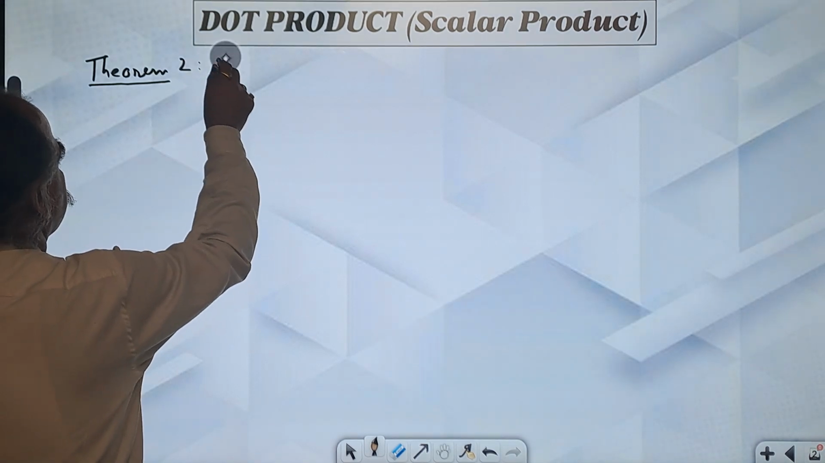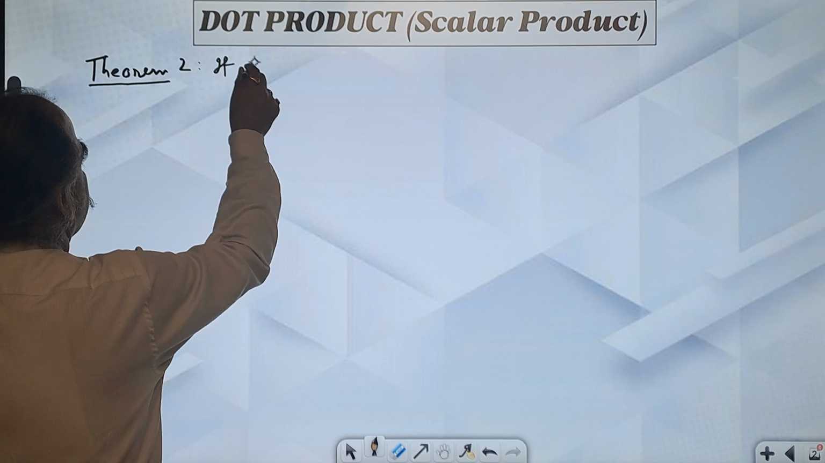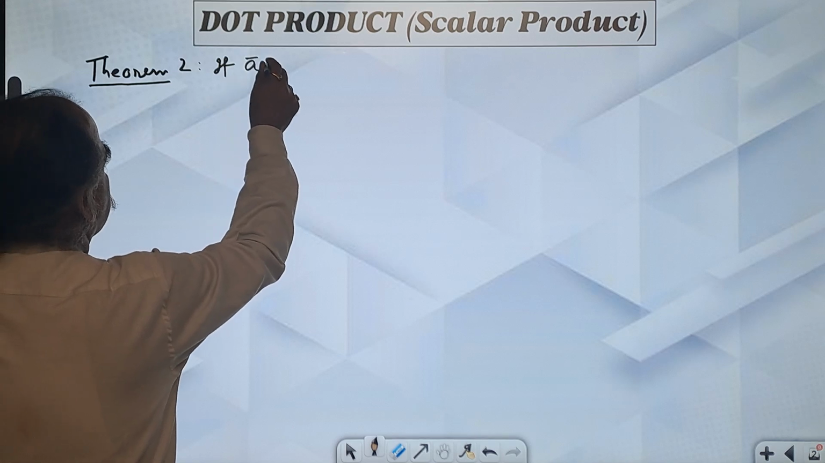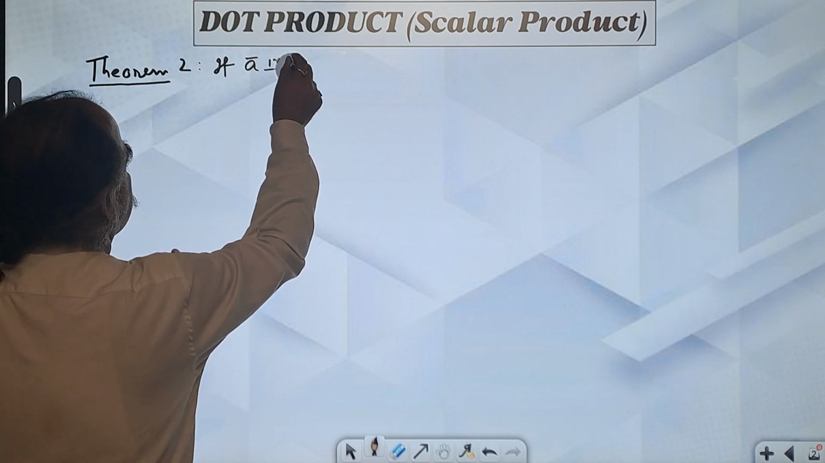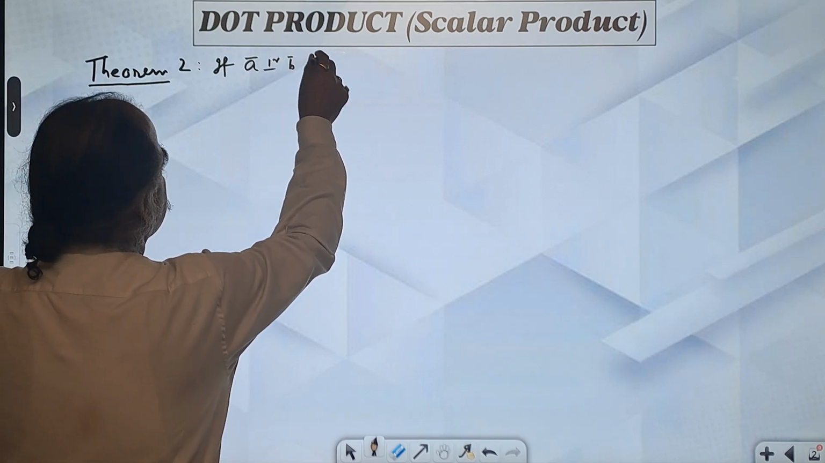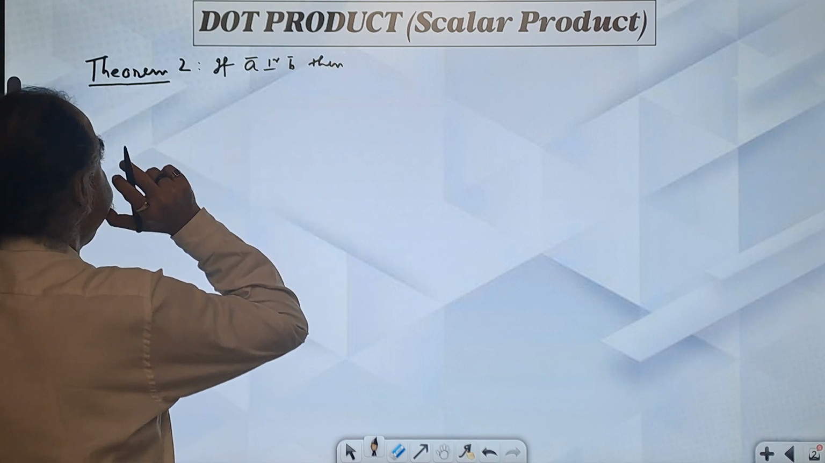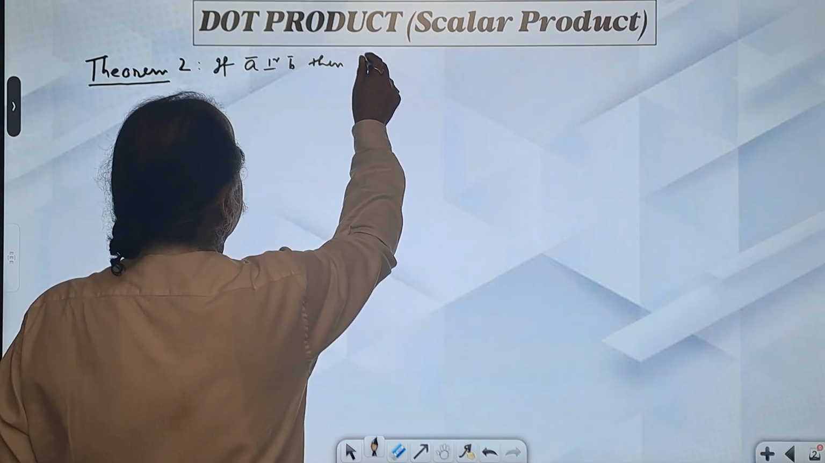If A bar perpendicular B bar, then A bar dot B bar is 0.